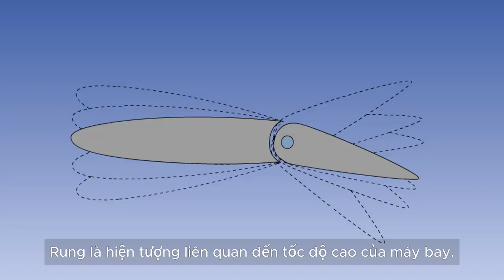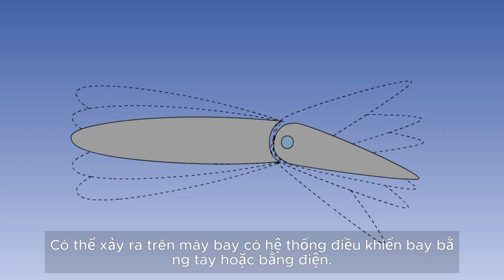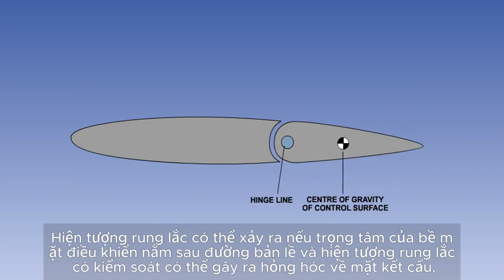Flutter is a phenomenon associated with the higher speeds of aircraft. It is an oscillation of the control surface, coupled with an oscillation and bending or twisting of the wing, fin or tailplane. It can occur on aircraft with manual or powered flight controls. Flutter is likely to occur if the centre of gravity of the control surface is behind the hinge line. Uncontrolled flutter can cause structural failure.